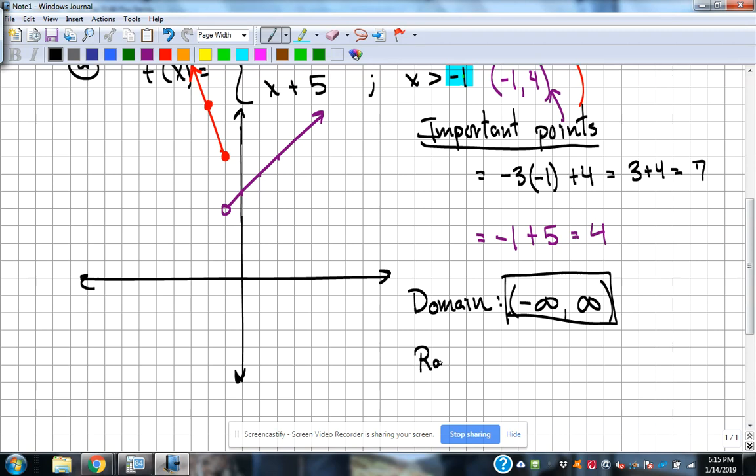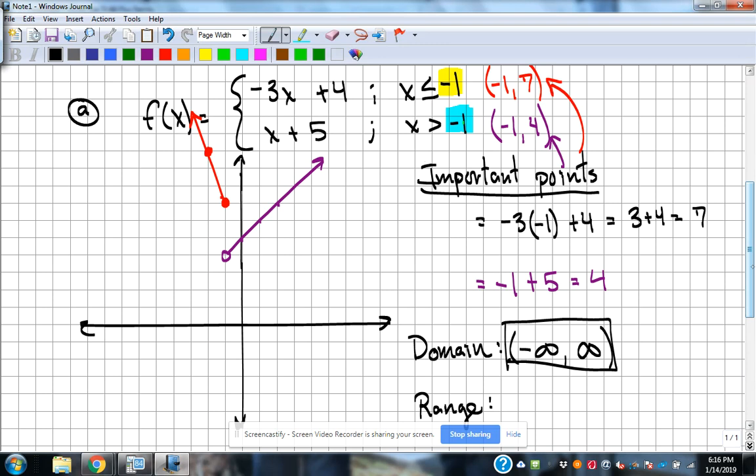The range. Range is one of those things where you could get the domain of a piecewise defined function without graphing it. So if they ask you just to find the domain, you don't even have to graph it. The range, you can get without graphing it, but it's very difficult to do that. It's much easier to get the range when you have the graph drawn, because range, remember, is how far up and down the graph goes.